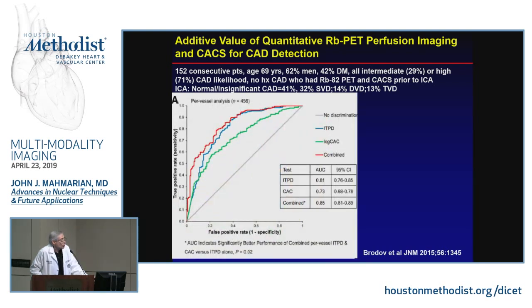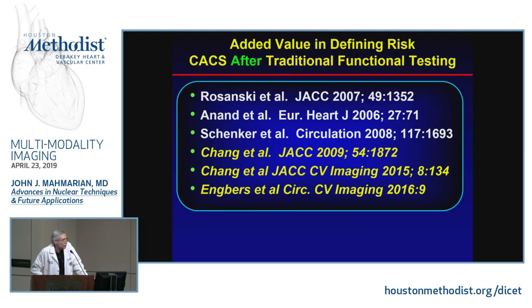So if you look at the ROC curves here, you can see this is looking at the calcium score alone. This is looking at the ischemic perfusion defect, and this is combining ischemia and calcium to increase significantly the ROC curve to 0.85. So again, another way in which combining calcium scoring with another modality, such as a perfusion study, might help you diagnose coronary disease.